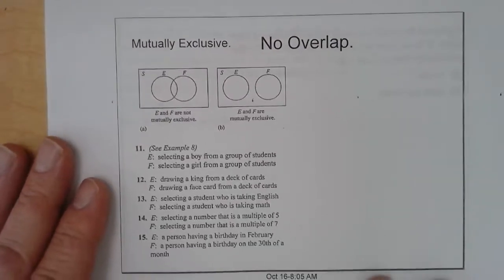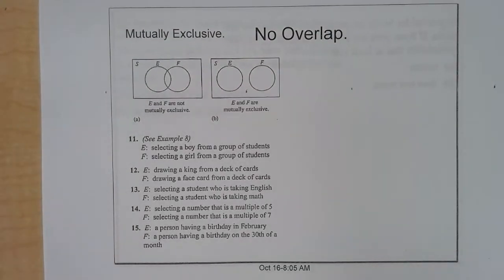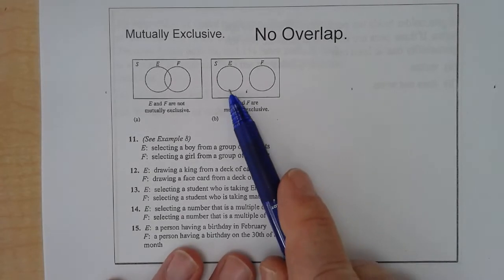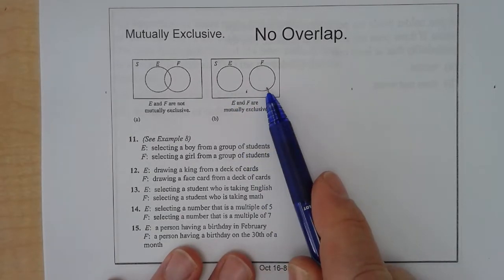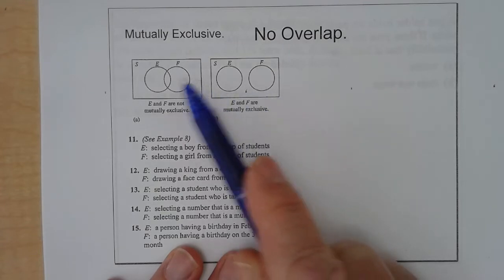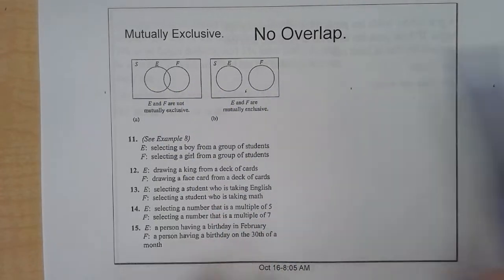Mutually exclusive is an important concept in probability. And basically, mutually exclusive means that there's no overlap between the two sets. So there's no connection between these two sets. They're completely apart from each other. So we have to go through here and just identify yes or no whether they are mutually exclusive.